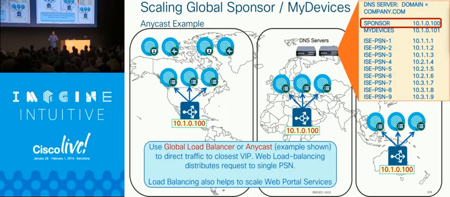Okay, so pretty much, yeah, with Anycast, it's just like a routing protocol. You can have multiple servers with same IP address, and it always goes to the closest destination. We recommend using it for portals, for example, sponsor portal, or my devices portal, or posture portal where you're downloading some supplicant, and you can always stick to the same IP address and go from there.